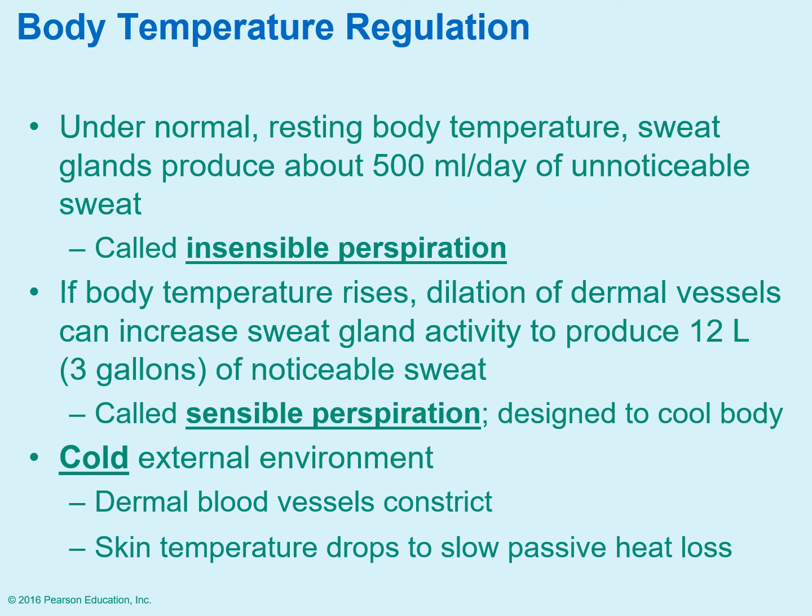In terms of body temperature regulation, normal body temperature is 98.6 degrees Fahrenheit, 37 degrees Celsius. Under normal resting conditions, the sweat glands are producing sweat, but at such a low amount that you're not really even noticing it. That's what we call insensible perspiration. You're not aware of the sweat.